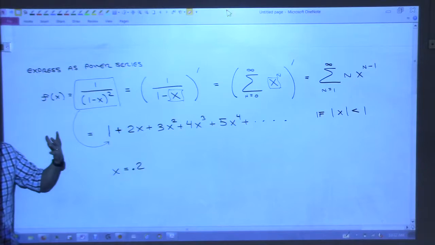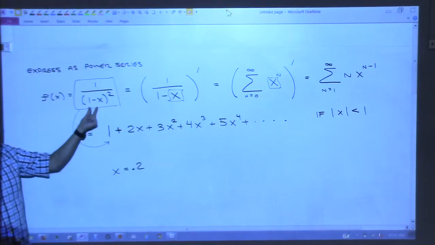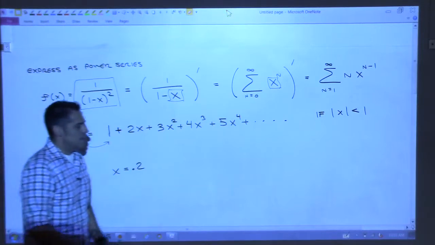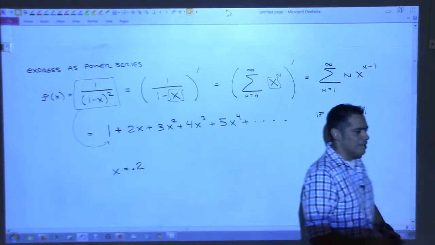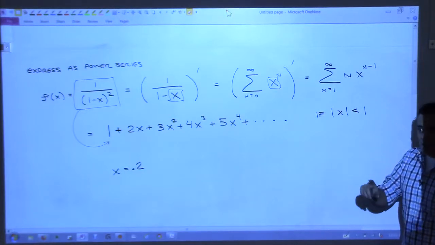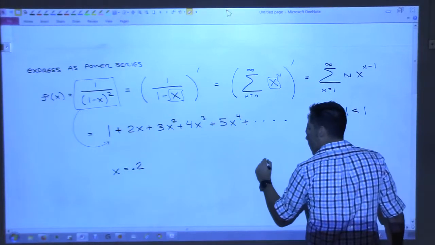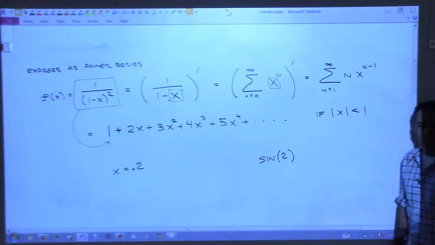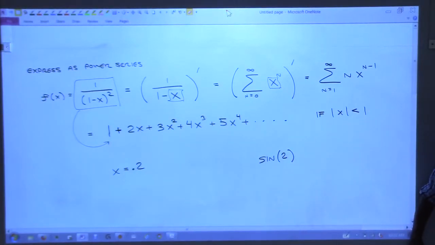Now, would you ever want to do that? Probably not, because it's a lot easier to just plug 0.2 into this, right? But as we're going to see, there are functions where, when you go to your calculator, like right now, if you were to type into your calculator sine of 2, what is your calculator doing?